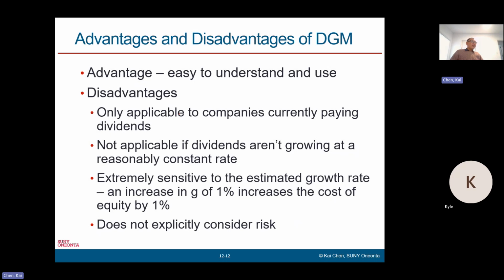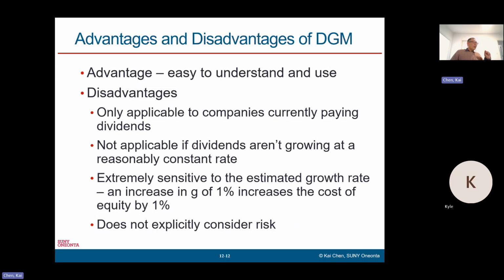Then the second disadvantage is that it is not applicable if dividends aren't growing at a reasonably constant rate. Just as I said, we assume dividend will be growing at a constant rate. But in the future, there are some ups and downs. If the ups and downs are too large, then this model is not applicable.